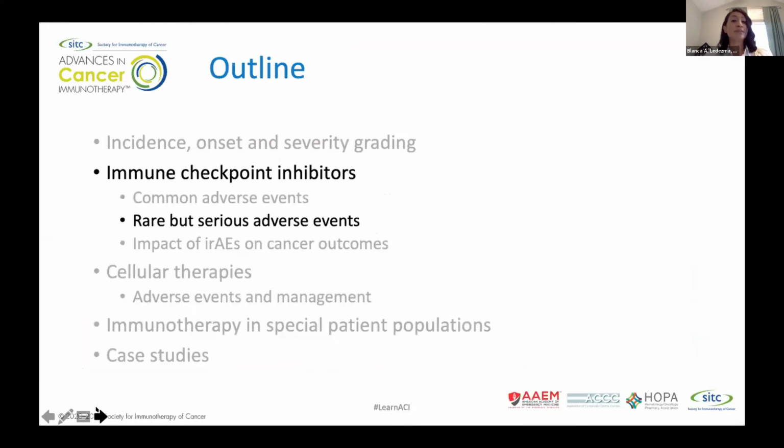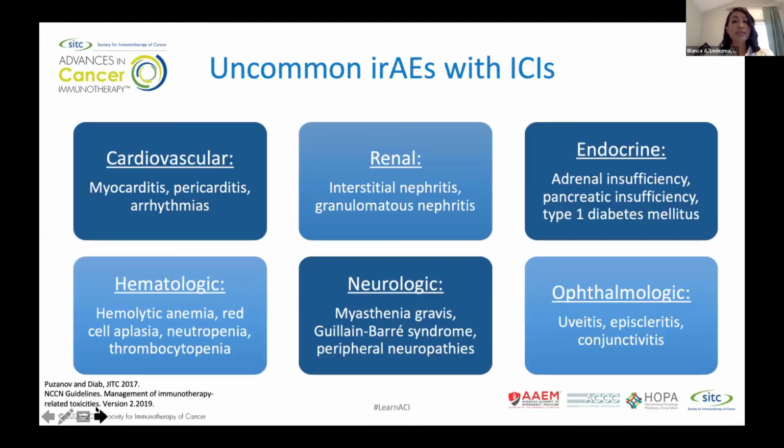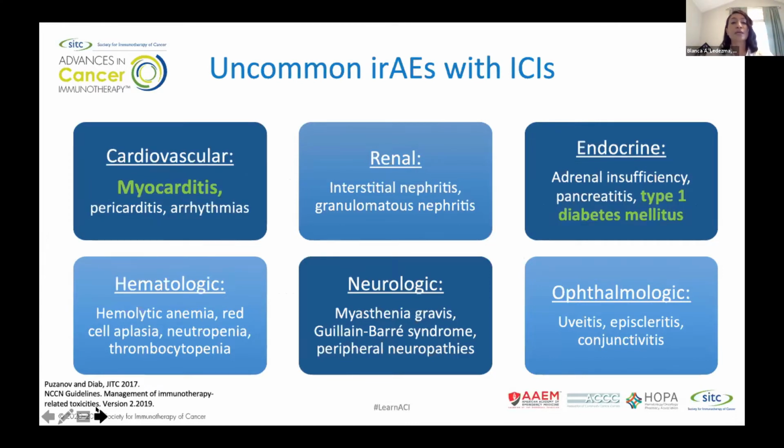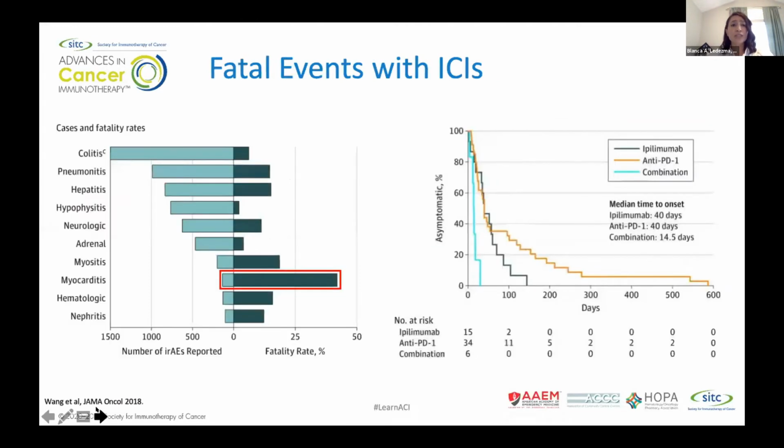Now going on to rare but serious adverse events. These are really uncommon IRAEs that we see really seldomly. For today's program, we're just going to focus on myocarditis and type 1 diabetes mellitus. In looking retrospectively at immune checkpoint inhibitors and the IRAEs, and at the cases of fatality rates, we see that myocarditis was the greatest fatal IRAE.